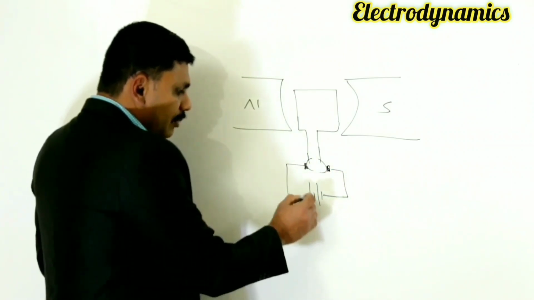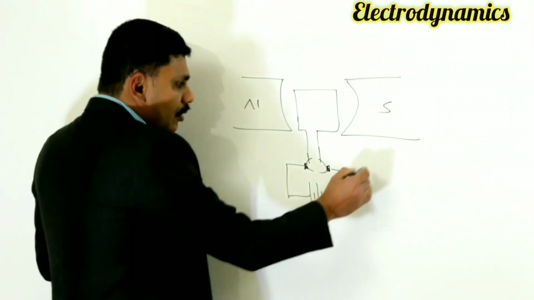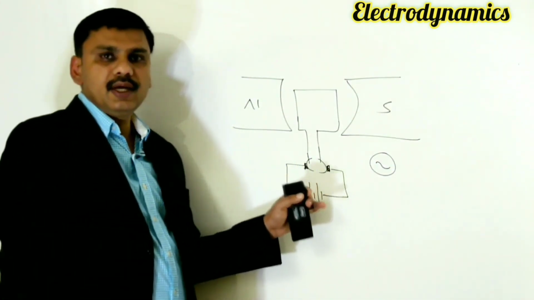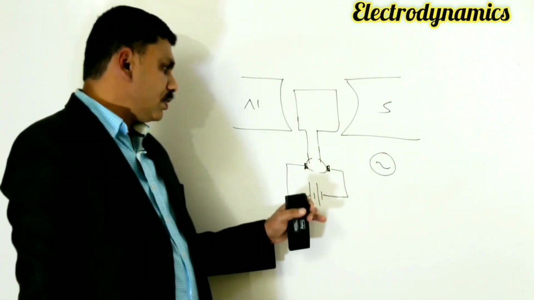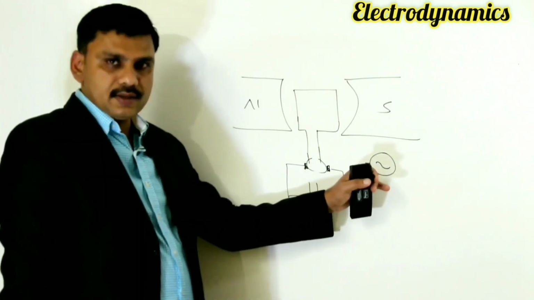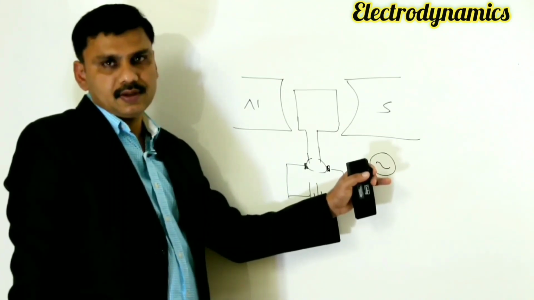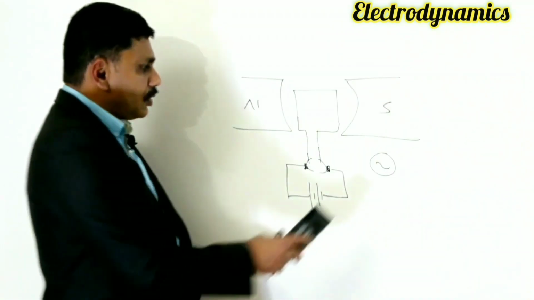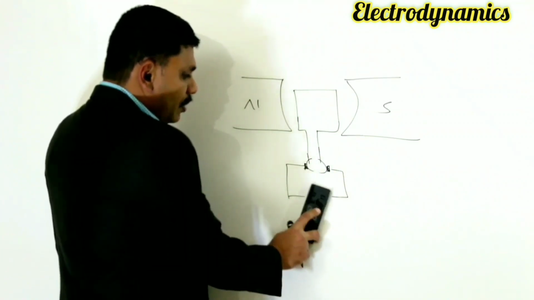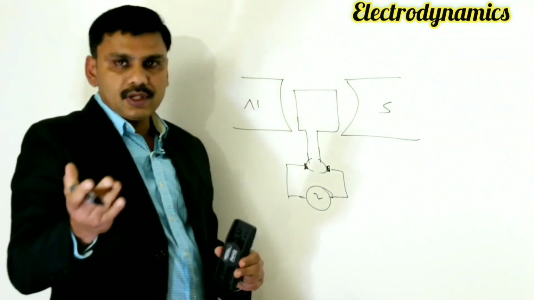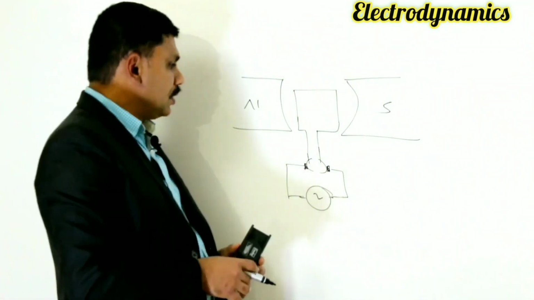The energy source can be in this form or it can be like this. Instead of a battery, there will be an energy source like this. Both represent the energy source. Instead of a battery, there can be an AC source.